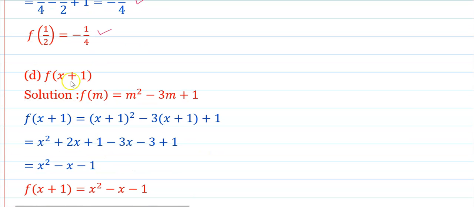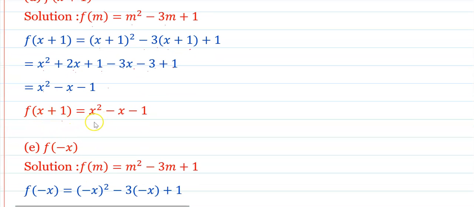What is the value of f of x plus 1? Again f of m is m square minus 3m plus 1. f of x plus 1 is (x plus 1) square minus 3 into (x plus 1) plus 1. (X plus 1) square means x square plus 2x plus 1, minus 3x minus 3, plus 1. Now x square, and plus 2x minus 3x, you will get minus x. Plus 1 plus 1 is 2, 2 minus 3 is minus 1. And hence f of x plus 1 is equal to x square minus x minus 1.